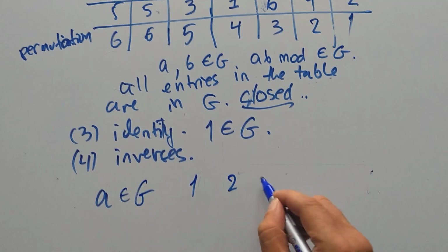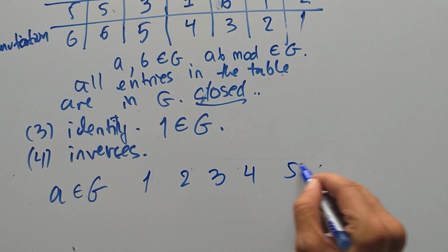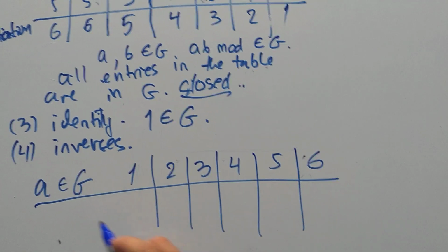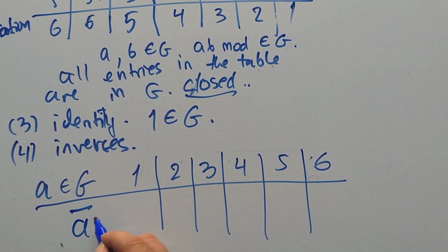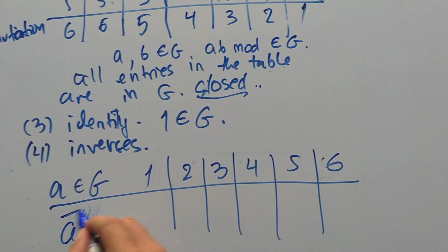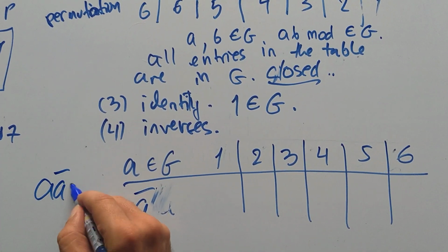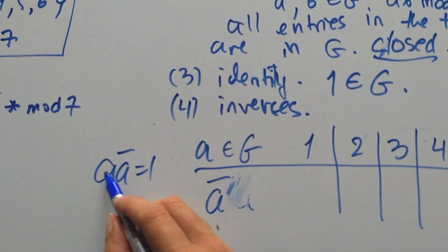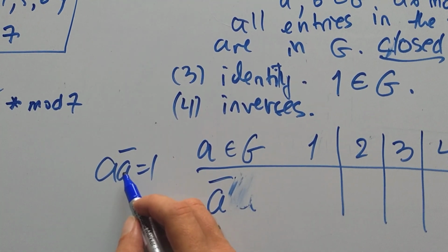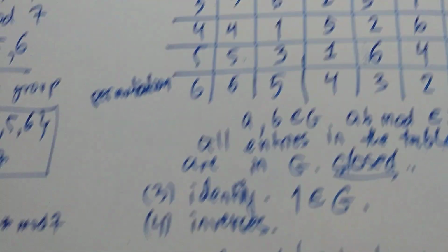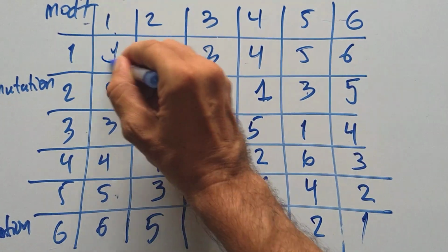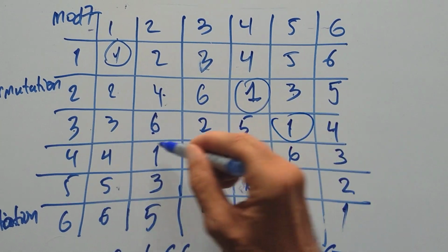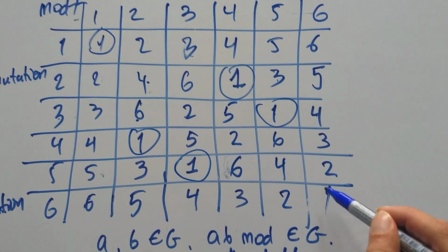Okay, 1, 2, 3, 4, 5, 6. We'll make a little table, and we're going to find their inverses, A bar in G, where, of course, A bar is the inverse. So let's use this idea: A times A bar mod 7 must be 1. That gives us a clue. Look where all the 1s are in the table. 1, 1, 1, 1, 1, and 1.